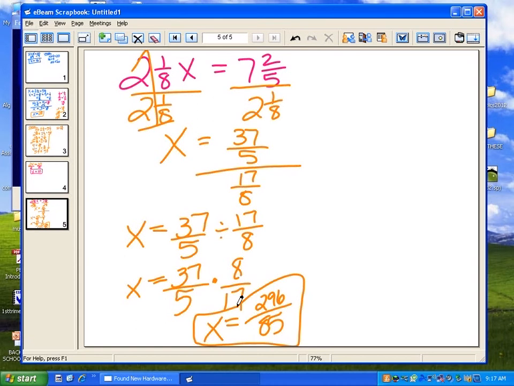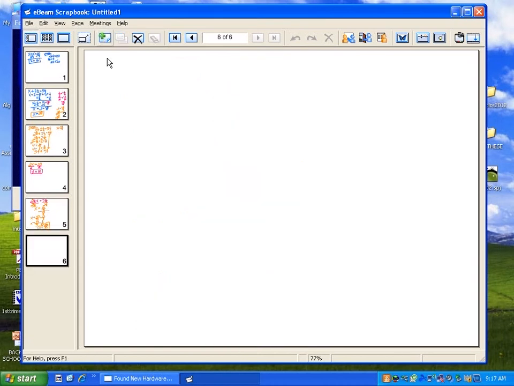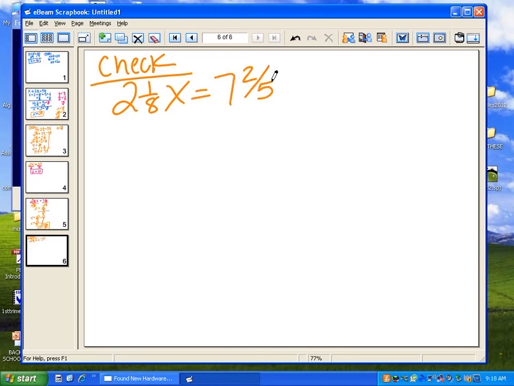So someone has to help me remember our number. So here's our check. Our original problem was what? 2 1/8 x equals 7 2/5. And our x that we solved for was? 296 over 85. Excellent. Go. Plug it in and check it.